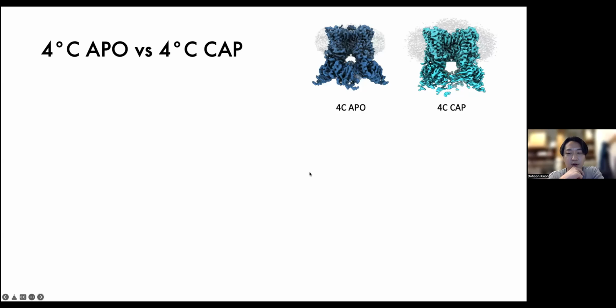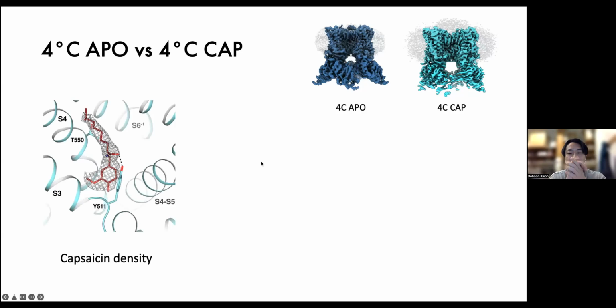We already confirmed the heat itself could not activate TRPV1 in this condition, right? And then we also wanted to check whether capsaicin can activate TRPV1 in this condition. So we solved the structure at 4 degrees with capsaicin. You can see this figure. The high quality 3D reconstruction allows us to assign the configuration of capsaicin in the TRPV1 structure unambiguously. It fits very well.